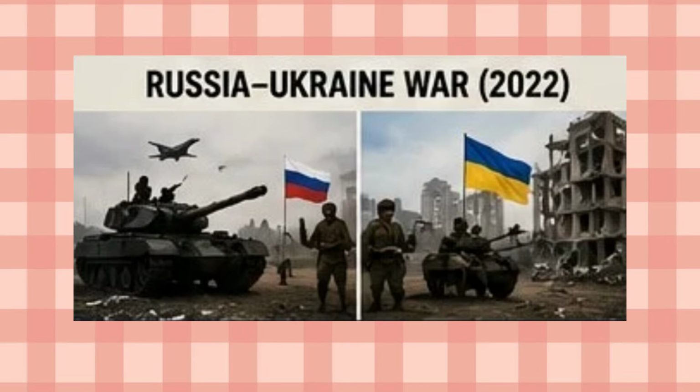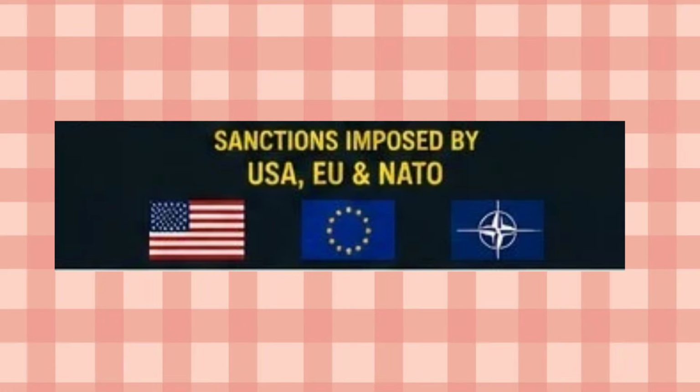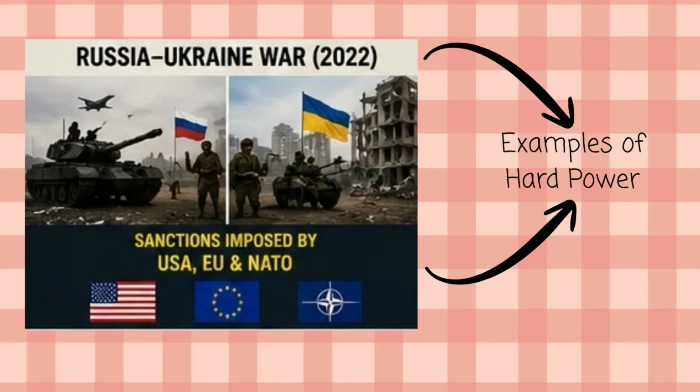A recent example is the Russian invasion of Ukraine in 2022. Russia used military force to try and control territory and influence Ukraine's political direction. In response, the North Atlantic Treaty Organization and the United States imposed economic sanctions on Russia. Both the military invasion and sanctions are examples of hard power.